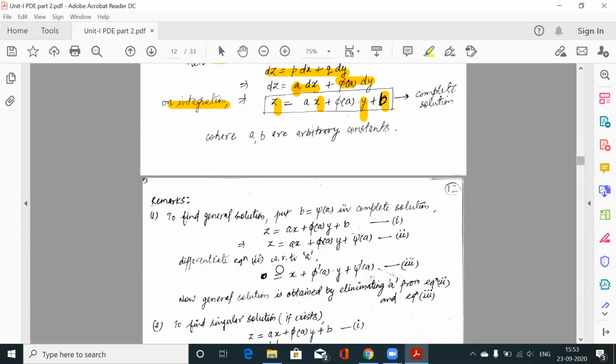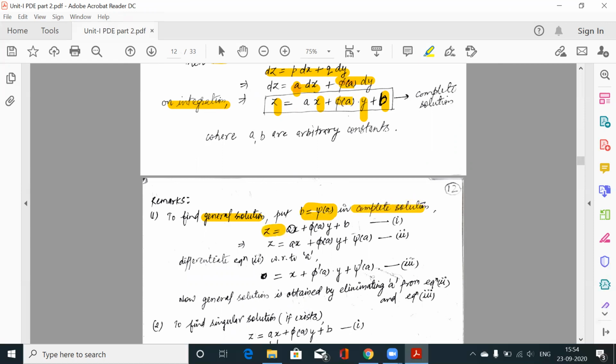Now these are some remarks I have. I think we have already discussed these terms: general solution, singular solution. But I simply want to remind you of these terms, how to find the general solution. For the general solution, we have to find the complete solution. In the complete solution, we write a function of a in the place of b. So this is psi of a, because we are already using phi of a, so we cannot write b is equal to phi of a. So another function of a. So write b is equal to a function of a in the complete solution.